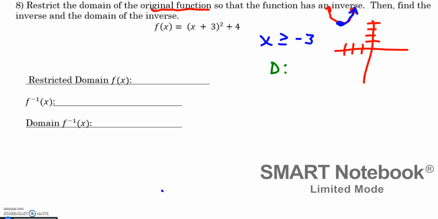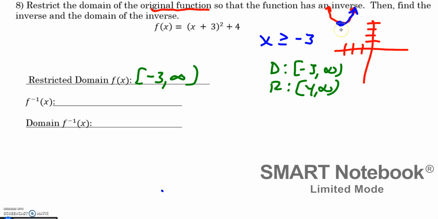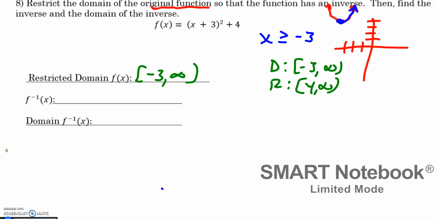The domain of the blue piece would be -3 and up. The range of the blue piece would be 4 and up. So my restriction here is from -3 to infinity. That's where the graph needs to exist. Now what I can do is find the inverse. So what I'm going to do for a second to save a little time is I would like you to pause the video. I would like you to find the inverse on your own, and I will have the work when you come back. Please pause now.